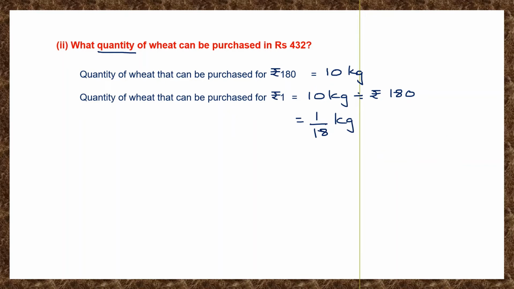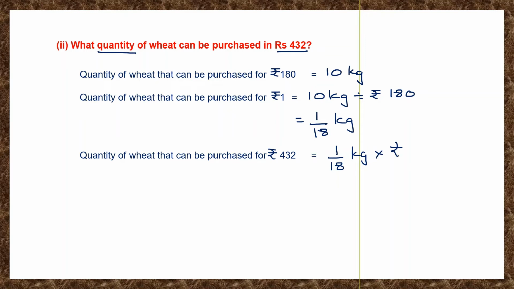Now we have been asked to find how much you can get for 432 rupees. So quantity of wheat that can be purchased for 432 rupees will be, how much will you get for 1 rupee? You'll get 1 by 18 kg. This we have to multiply by 432 rupees. So let's multiply 1 by 18 into 432. So here let's multiply 432 into 1 is 432 divided by 18.